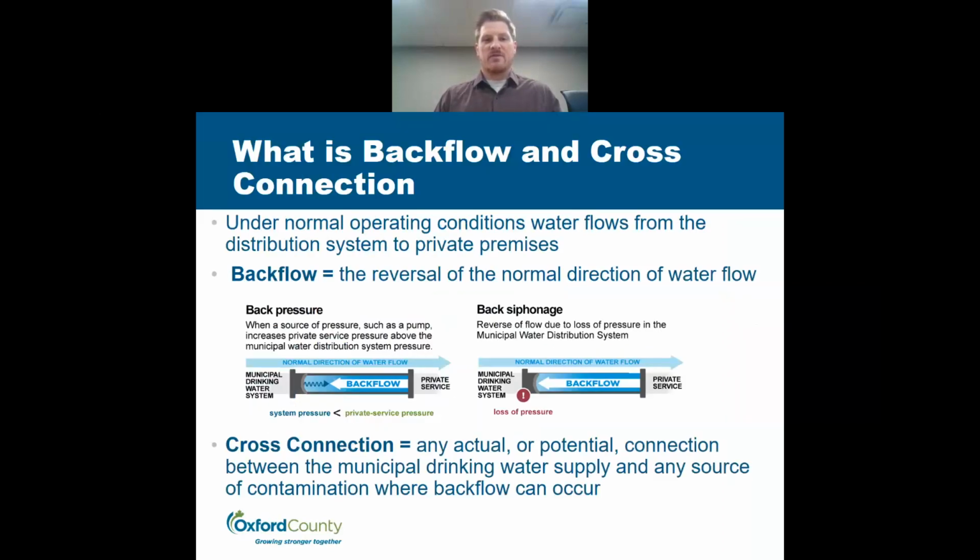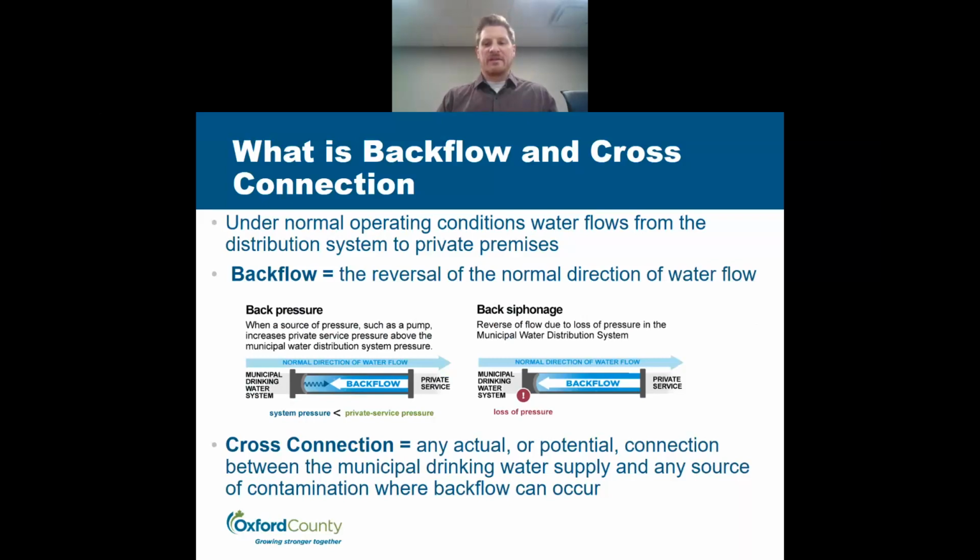What is backflow and what is a cross connection? Under normal operating conditions, water flows from the water treatment facility through the distribution system and into private homes, businesses, and facilities. This directional flow is maintained by sustained pressure on the distribution system or the water main. And backflow is the reversal of the normal direction of this water flow, and there are two ways in which this can occur, both involving a change in hydraulic pressure.